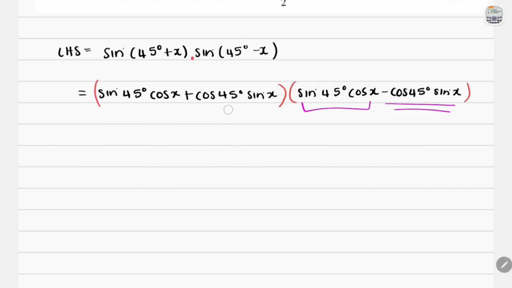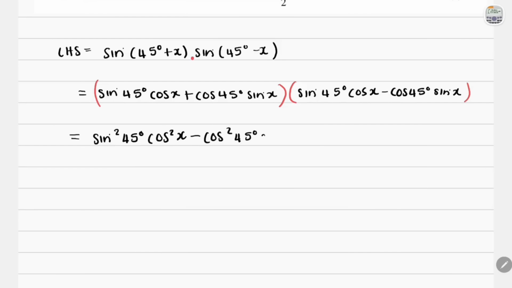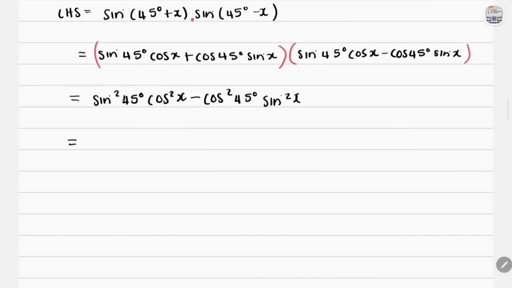So we're going to multiply the two first terms. And so that becomes sine squared 45 degrees cos squared x. And then the two last terms, but we put a minus in the middle. So that becomes cos squared 45 degrees times sine squared x. Okay. And then this is equal to, these can be written as numbers.